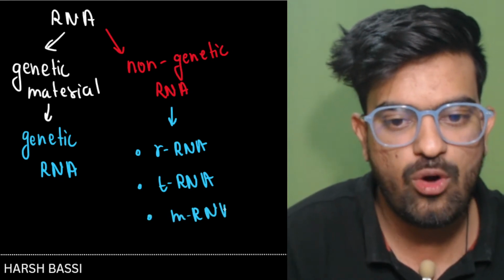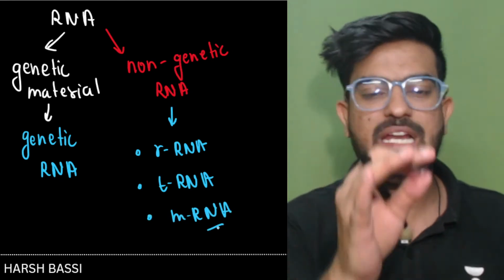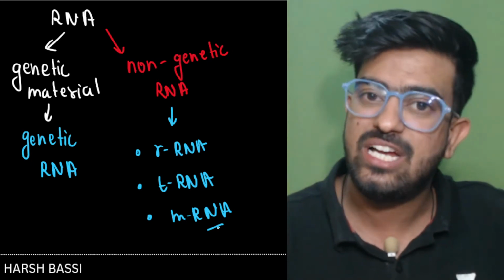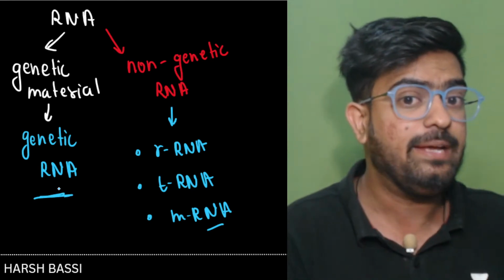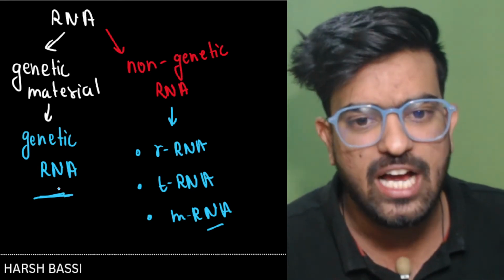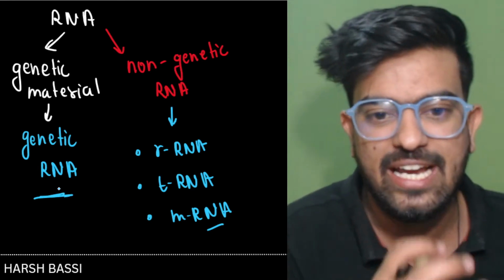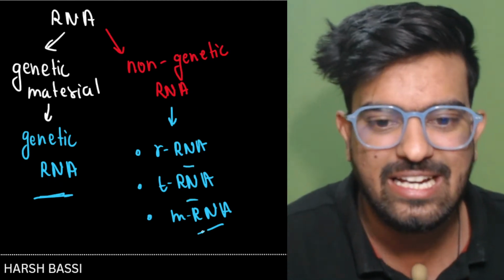Okay, so what things we discussed? We discussed that RNA is there. RNA can act like a genetic material, and if it is acting like a genetic material, we call it a genetic RNA. And then we have a non-genetic RNA, and the non-genetic RNA are the rRNA, tRNA and mRNA. Now, I am going to give you the very basic functions of all of them, okay? I will try to explain to you in a very basic way.